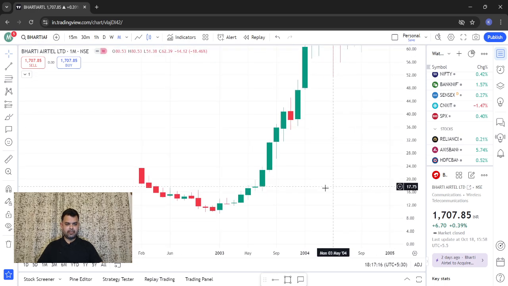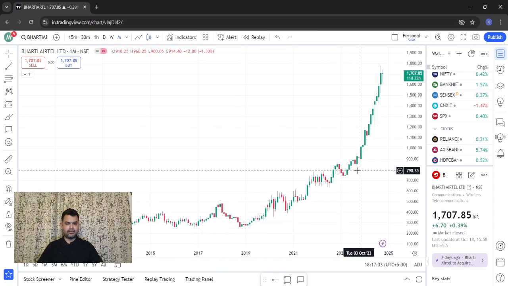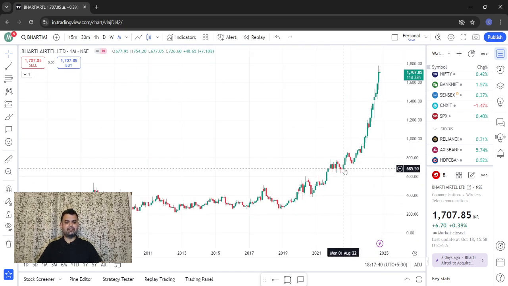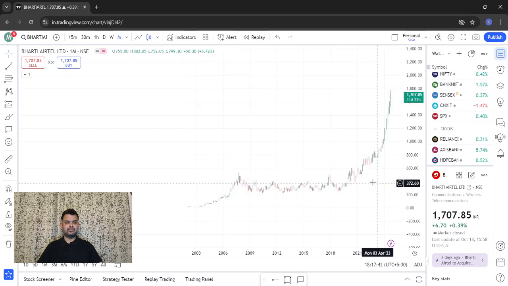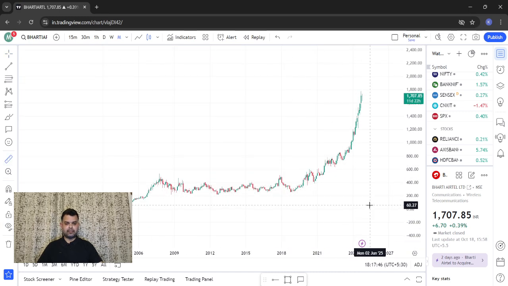During that period, you can see the price at which it was trading. The close price, as we can see here on the top, is 18.70. And today, Bharti Airtel is trading at 1707.85. So just imagine the returns.